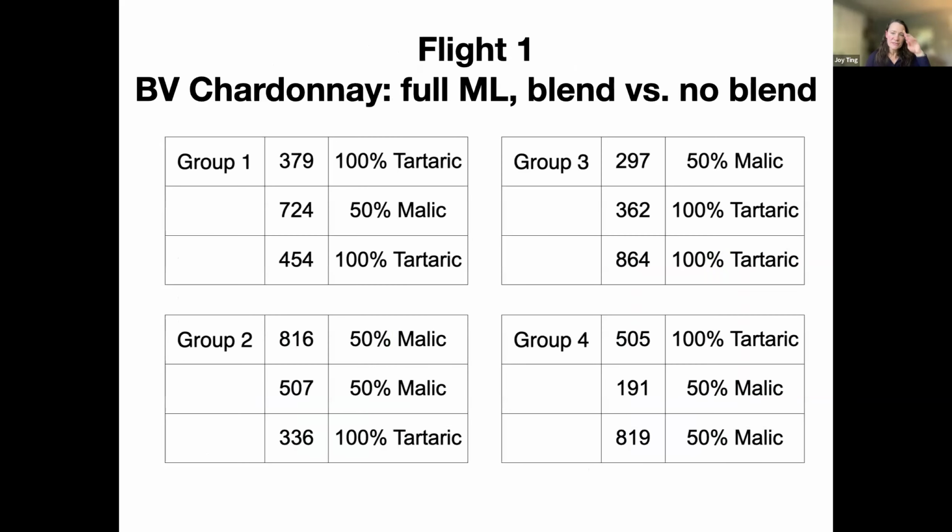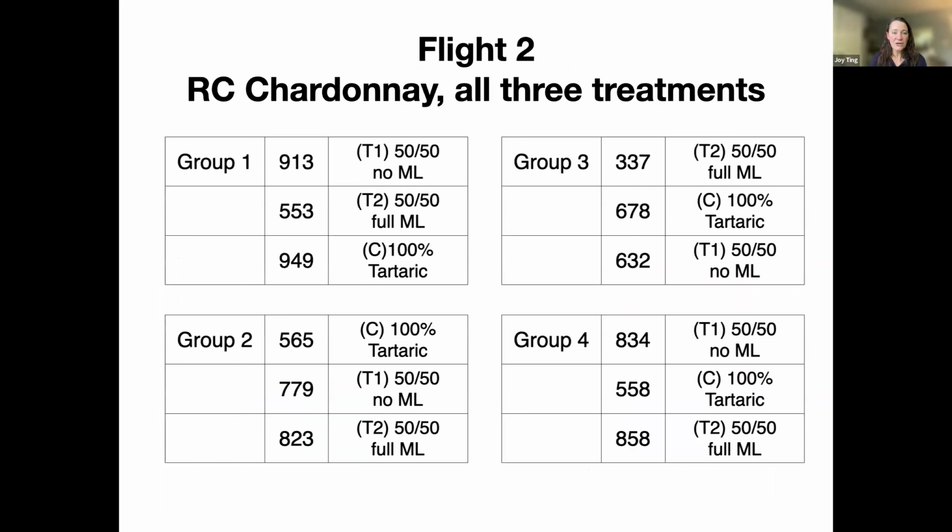So I'm going to show you your numbers again, and then we'll talk about whether there are sensory differences. Again, in the BV Chardonnay, you can see which one was Tartaric and which one was Malic. And then in the RC Chardonnay, this would be a comparison of the control and T2. Hopefully everybody got their numbers there.